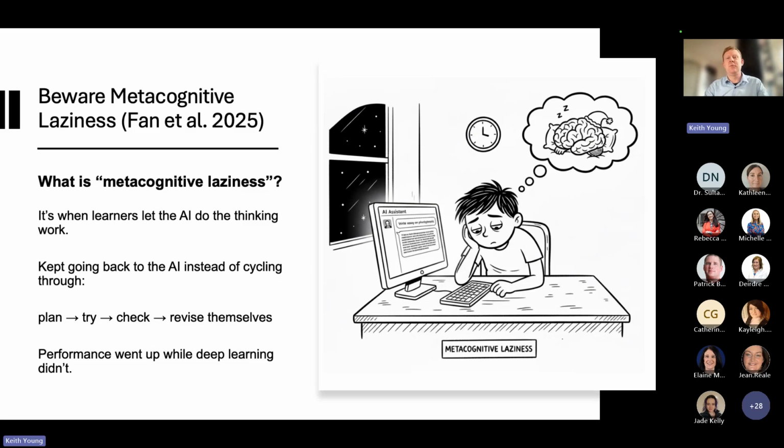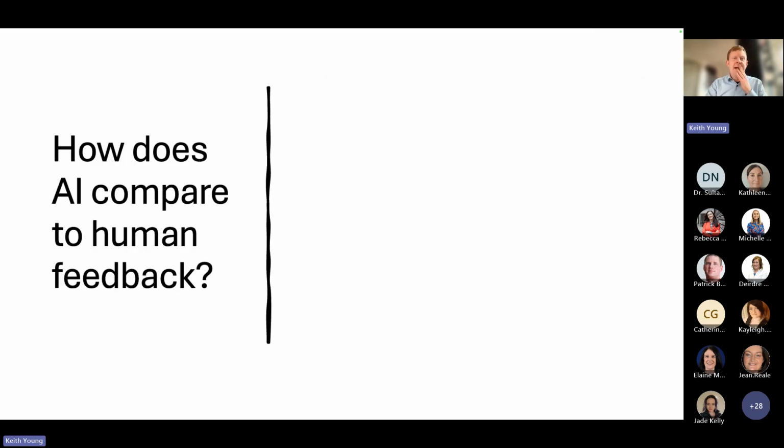If we're outsourcing too much and not engaging critically with these models and not checking our work, there is some damage that could be done from that standpoint. But then let's think about AI feedback. So how does AI compare to human feedback?